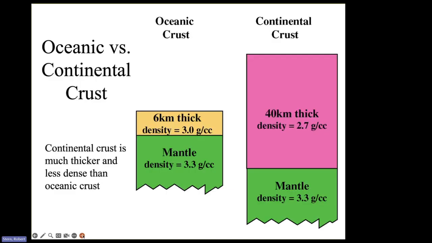Okay, this is the way I would draw it. So oceanic versus continental crust. Oceanic crust is thinner, denser. Continental crust is thicker, less dense. And the mantle underneath each, there are some subtle differences, but for the most part, the mantle underneath the continents and the oceans are similar. Okay?